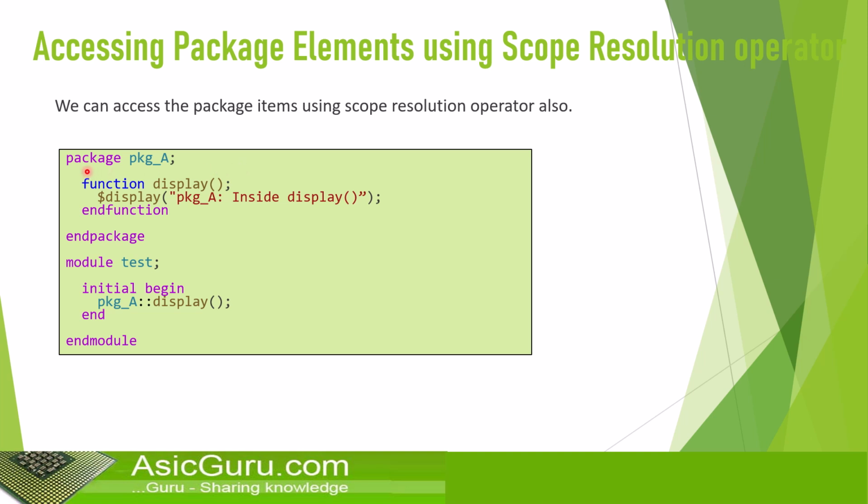Here we have defined a package A, and inside this package we have defined a function display. Now in the test module, we will try to access this function display defined in the package, but without using the import statement. So how can we do it? By using the package name, scope resolution operator, and the function name.